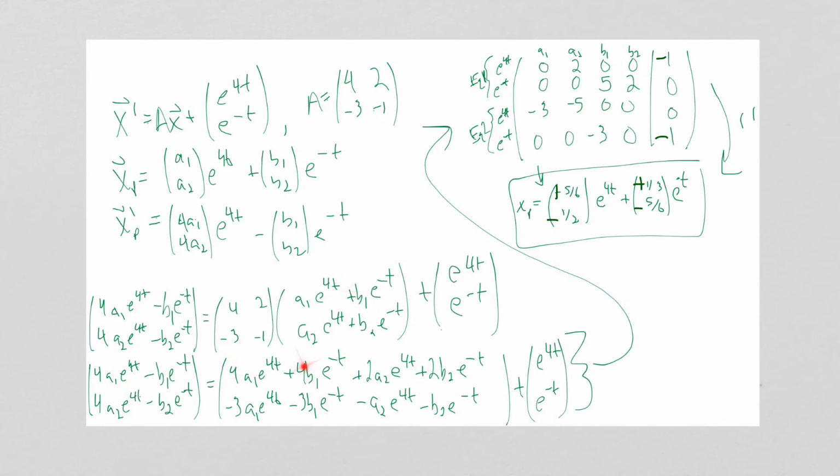4a1, b1, with the correct exponents, 2a2, b2 with the correct exponents, negative 3a1, boom, boom, yep, that looks correct, minus 3b1, minus a2, that looks correct to me. This guy stays there.